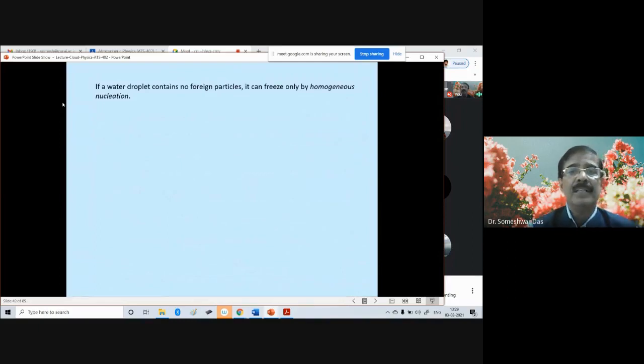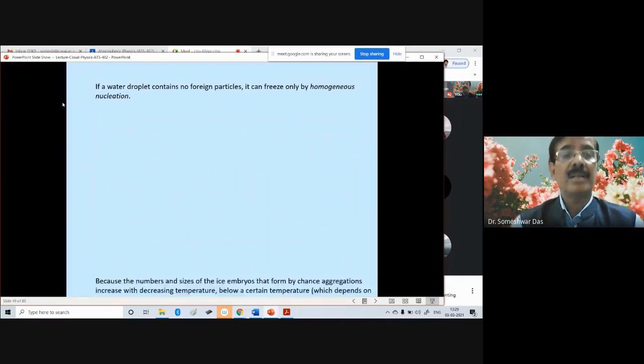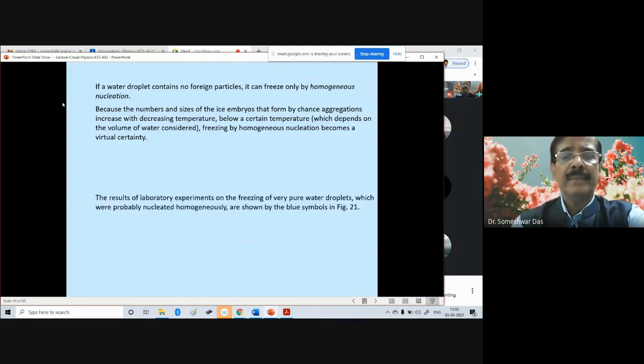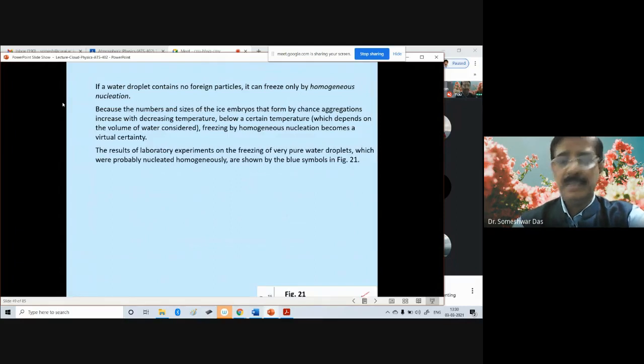So if a water droplet contains no foreign particles, it can freeze only by homogeneous nucleation. We have already discussed this. Because the number and sizes of ice embryos that form by chance aggregation increases with decreasing temperature. Below a certain temperature, which depends on the volume of water considered, freezing by homogeneous nucleation becomes a virtual certainty.